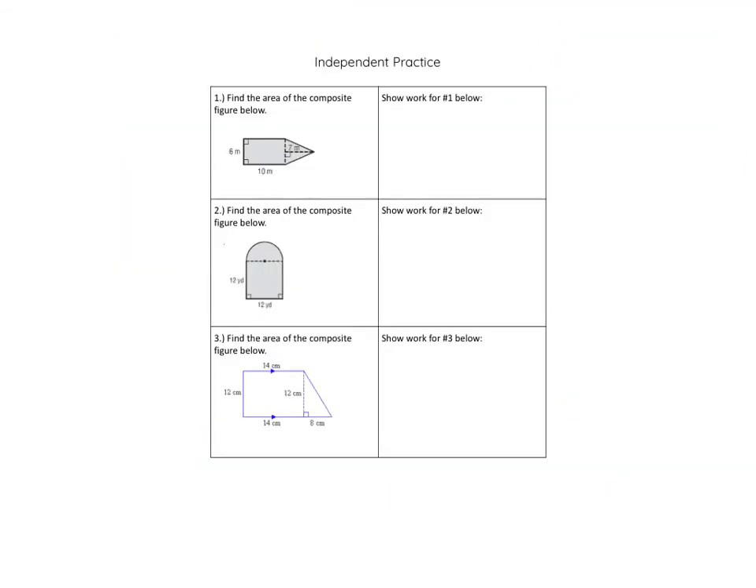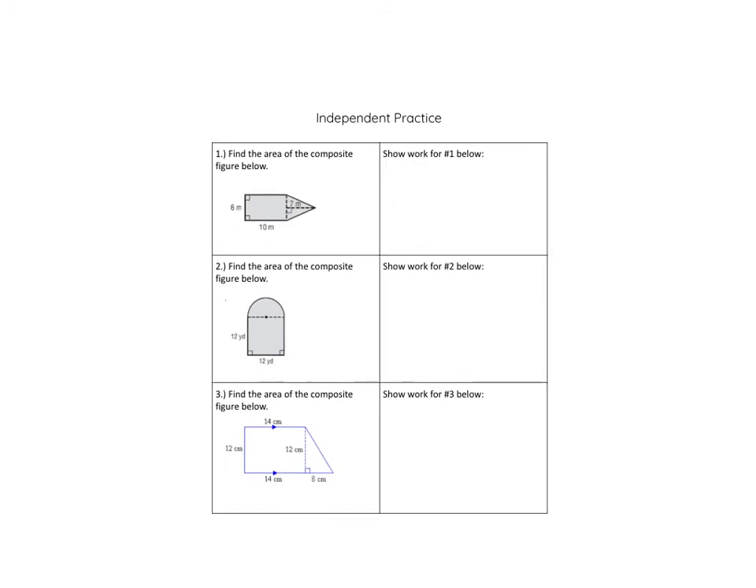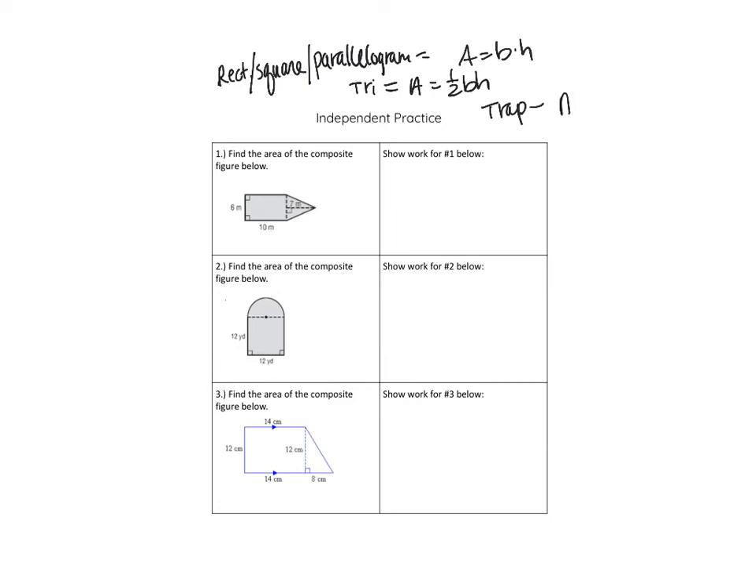So let's take a look at this. You have 3 to do here, and I'm going to write the formulas down. I probably should have written them down already, so write these down somewhere. So rectangle, square, and parallelogram all have area is equal to base times height. Triangle, area is equal to 1/2 base times height. You probably should have those memorized by now. And the trapezoid is area is equal to 1/2 times A plus B times H.